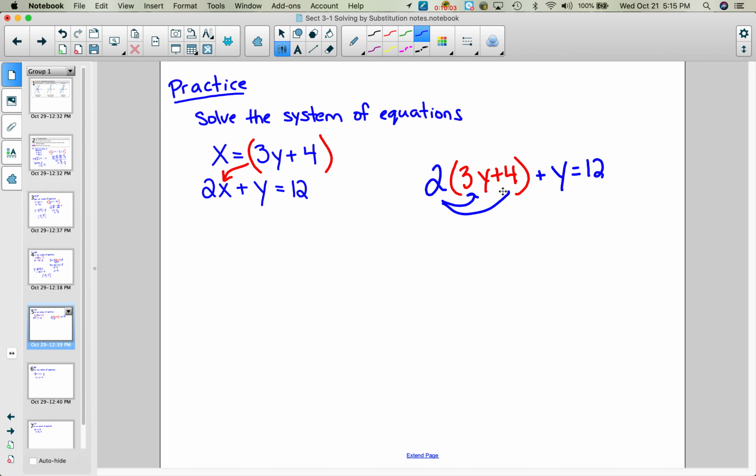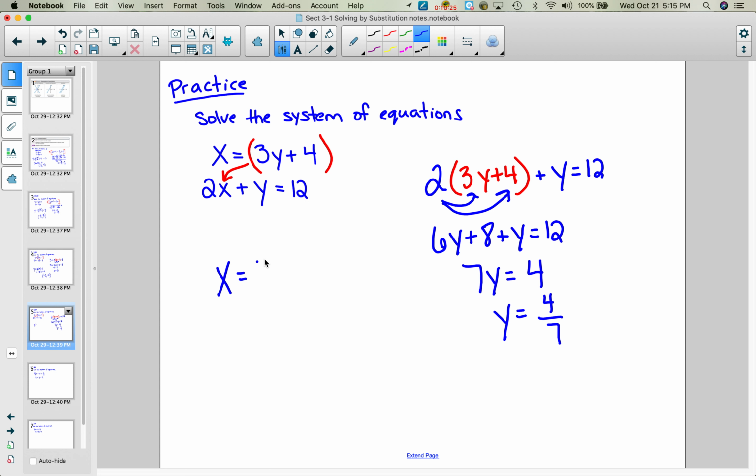So I'll distribute the 2. We get 6y plus 8 plus y equals 12. So 7y, I'm going to go ahead and subtract the 8, and I get 4. So y equals 4/7. But we need x also. Again, I'm going to use the top equation because that one's already solved for x, which means it's a little easier. Remember, this is like having 3 over 1. So multiplying fractions, I multiply the numerators. So I get 12. 1 times 7 is 7.